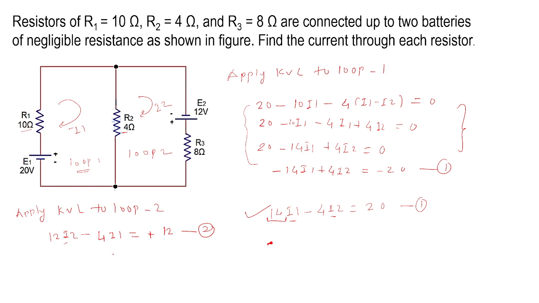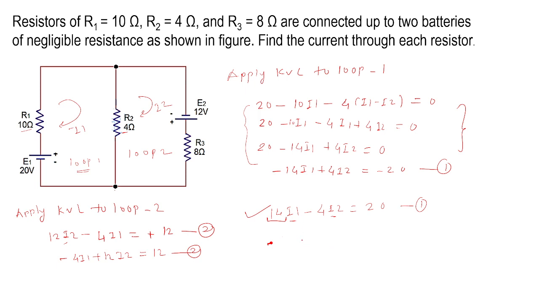So this is the equation number 2. Again I am going to reframe this equation, -4i1 plus 12i2 is equal to 12. So this is your equation number 2 and this is the equation number 1. Now you can use Cramer's rule. Simply by using Cramer's rule you are able to find out the value of current I1 and I2. I hope you know the Cramer's rule.